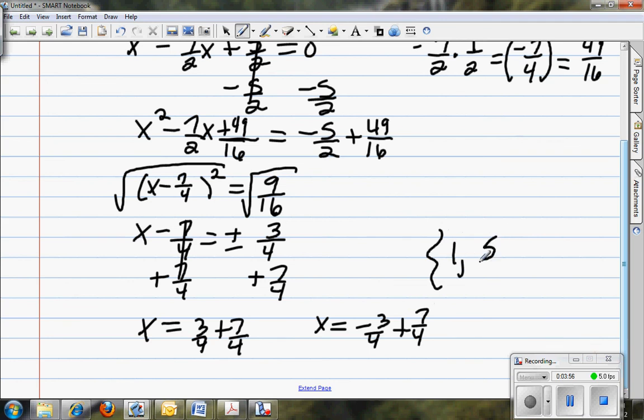So we'd write them as 1 and 5 halves. Here, remember you have the same denominator, so you just add the numerators and keep the denominator the same.